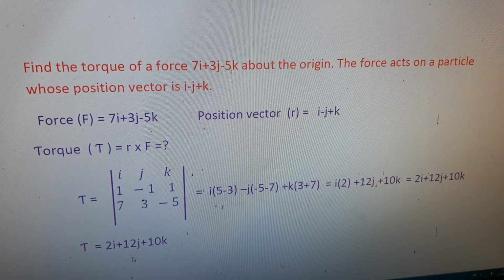So in this 4 marks question, the very important one, the formula is tau is equal to r cross F, and the final answer is tau is equal to 2i plus 12j plus 10k.